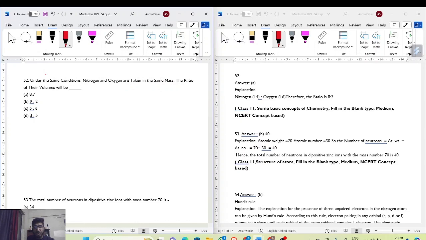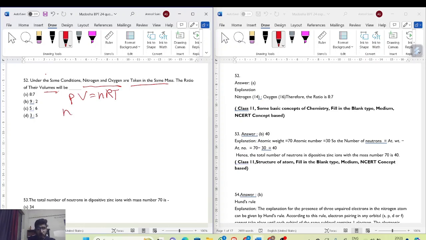Now comes question number 52. Under the same condition, nitrogen and oxygen are taken in same mass. The ratio of their volume will be. So we have the same condition, and we are taking nitrogen and oxygen in the same mass. We have to calculate the ratio of their volume. Here we can use the ideal gas equation, which is PV equals nRT. We will use this equation for nitrogen and oxygen.